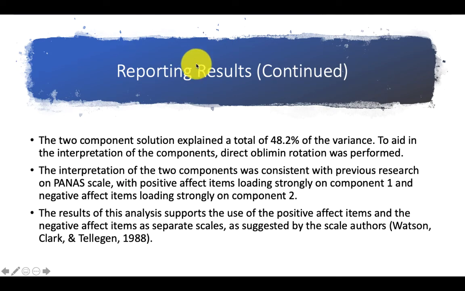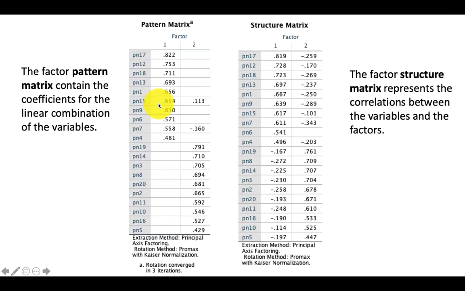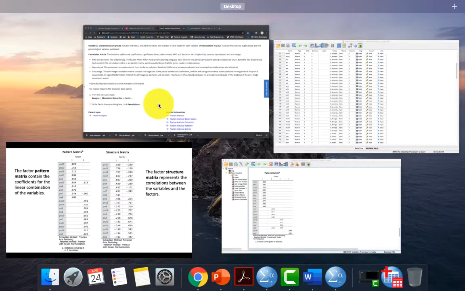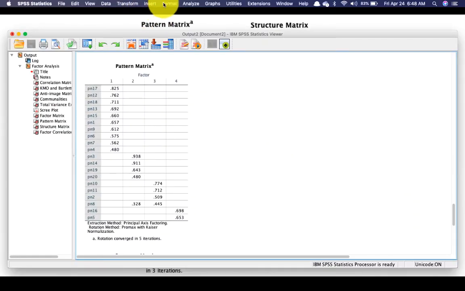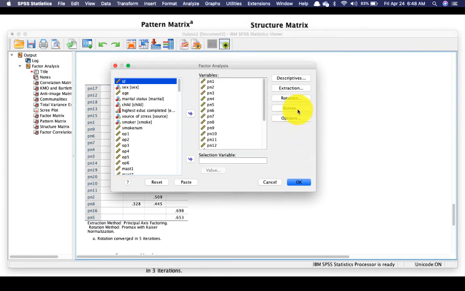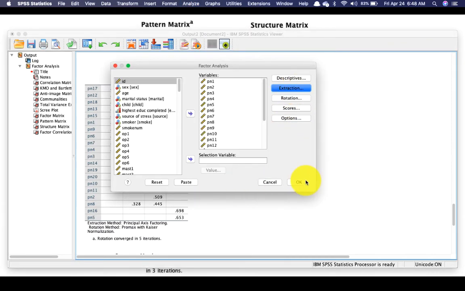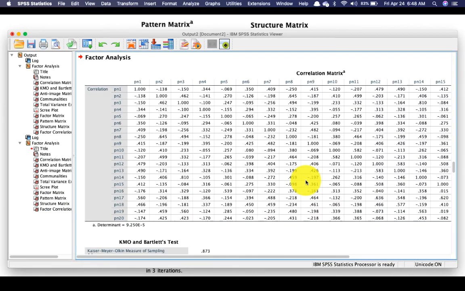So these are the results reported after forcing 2 factors. This is how we force the 2-factor solution. You go to Analyze, Dimension Reduction, Factor. Then you go to Extraction and set Fixed number of factors to 2, because you know there are 2 factors, right?